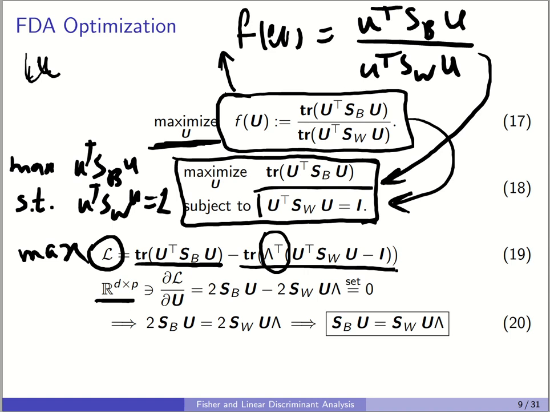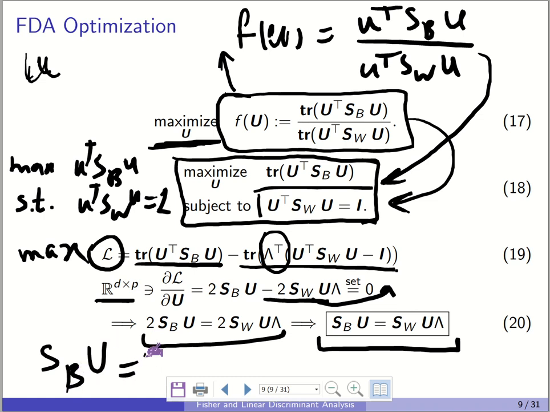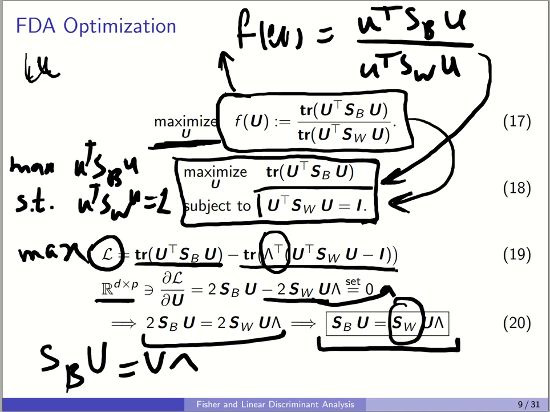So here we have a scalar Lagrangian, and its derivative with respect to U, a matrix, is a matrix. When we set it to 0, we easily put this on the other side of the equation, and we have this. You had seen that, so it was S_B U equals S_W U lambda. What is this? This is just an eigenvalue problem. However, we have S_W here. When we have S_W here, this is called a generalized eigenvalue problem.